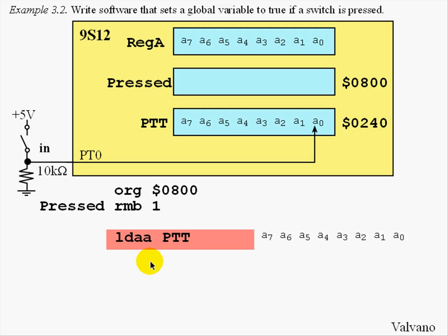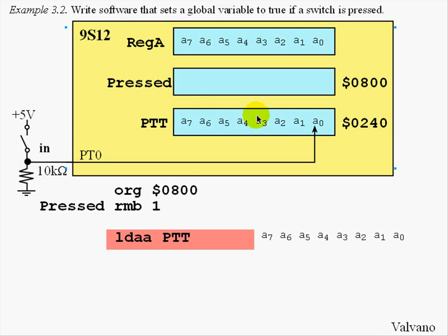Well, how do we input from a port? Actually, it's quite easy. Since the port exists at a specific address, in this case $0240, to read the value of this port, all we have to do is execute the load instruction, or in this case load A, using the address of port T. The action of this executing instruction is to bring the value that exists in port T into register A.